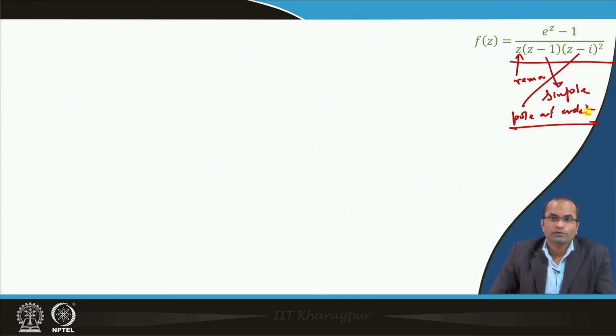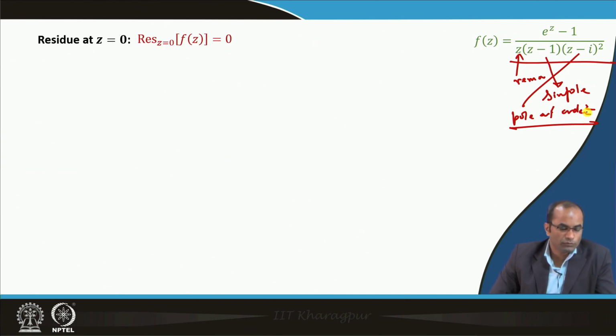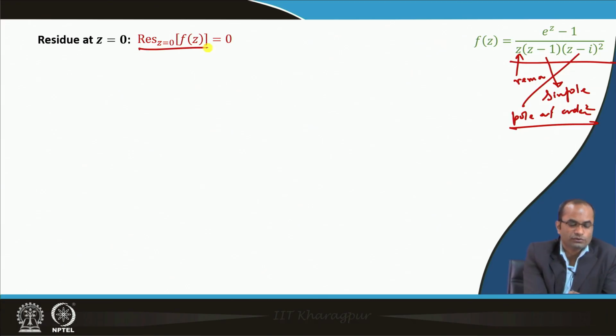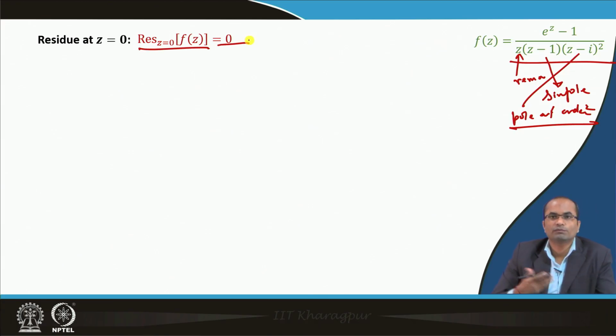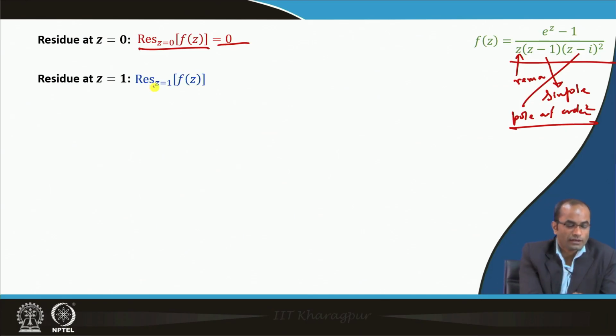Now, for each we have to evaluate the residue. In the first case, since it is a removable singularity, the residue is going to be 0. For a removable singularity, there will be no term with negative powers in the Laurent series, and therefore the residue is going to be 0.